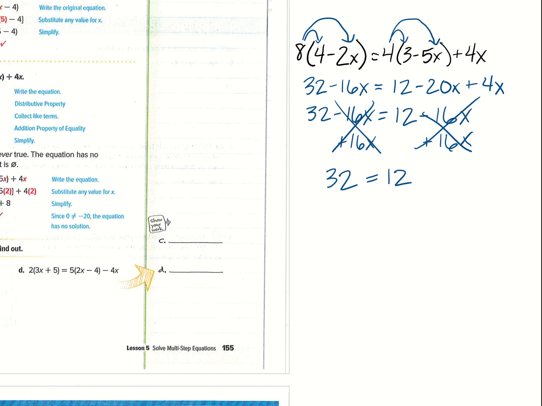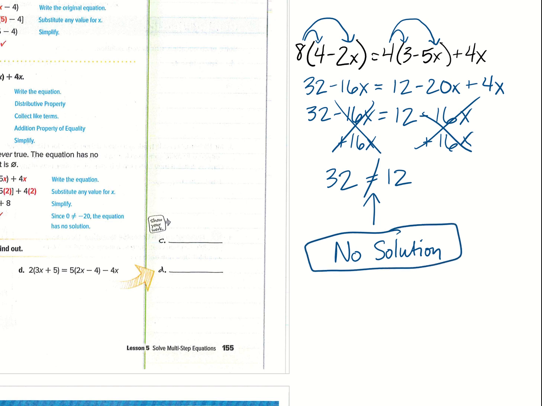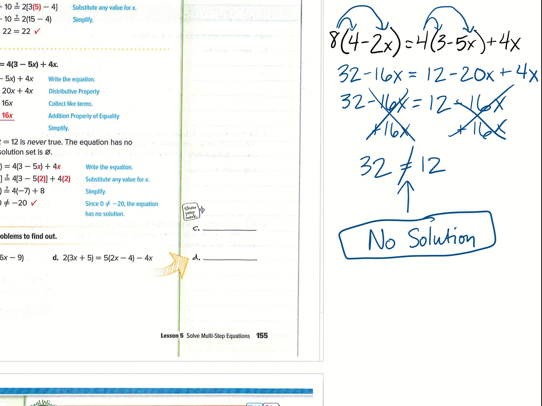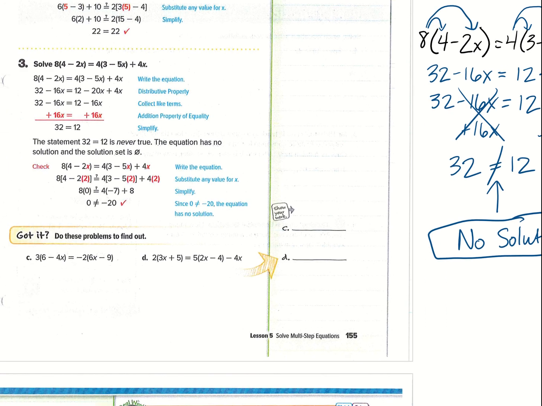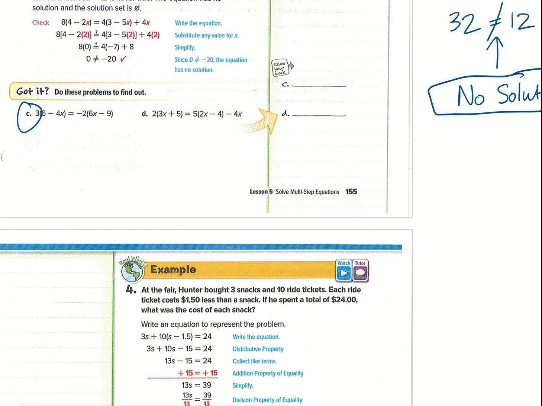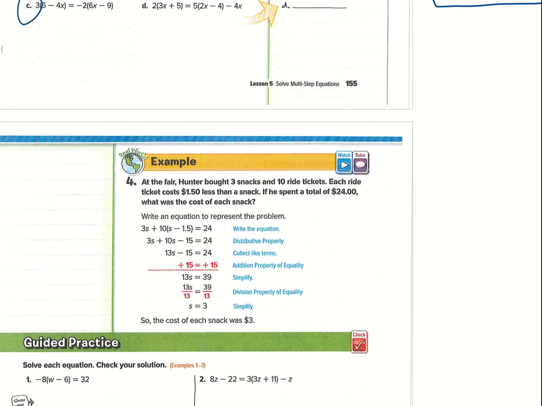Okay. Once again, we should notice here, 32 is never ever equal to 12, which means we have no solution for this one. So nothing we put in for x will ever make this problem true. All right, so once you've got that copied down and you understand it, I want you to pause the video and try problem C. Give that one a try. Once again, pause the video, and then we will move on once you get problem C done.